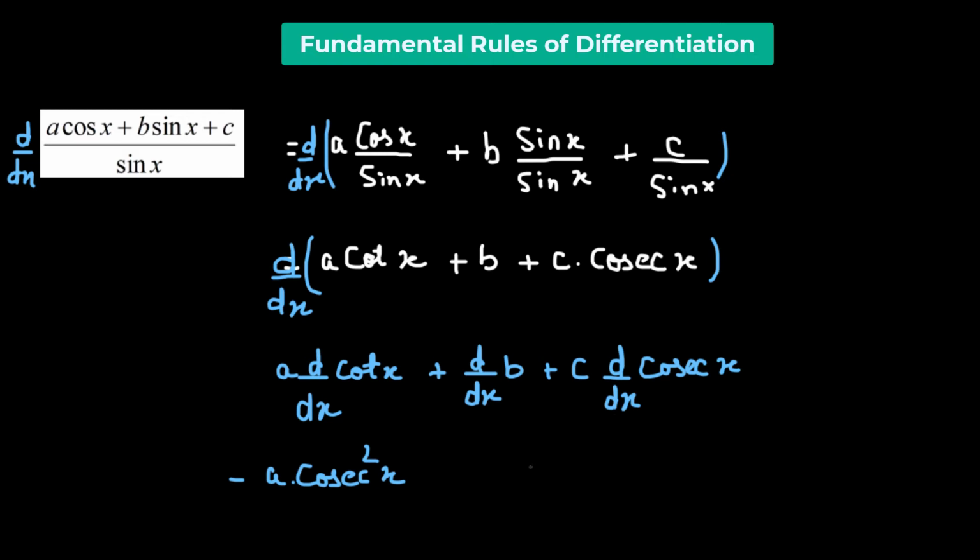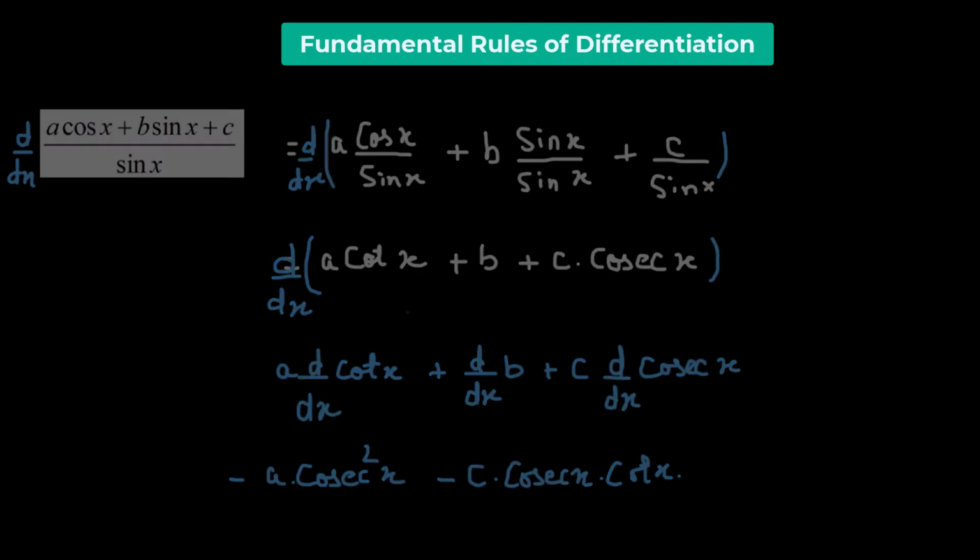So the derivative of cosec x is negative cosec x times cot x. So this is the derivative of the given function. Let's move on to the next question.